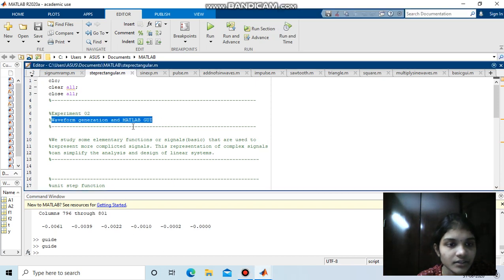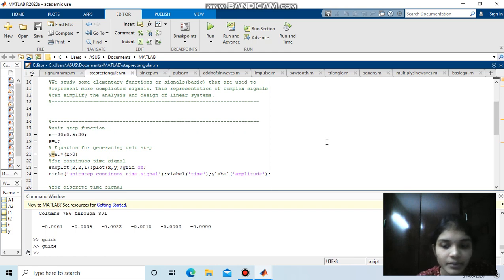We study some elementary functions or signals in this waveform generation. We study these functions because they are used to represent some more complicated signals, and this representation helps us in the analysis and design of linear systems. So first let us see step and rectangular functions.